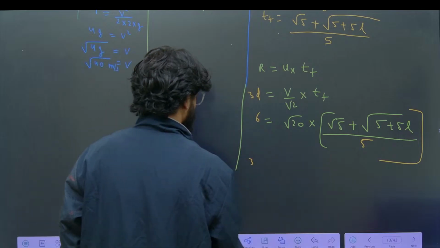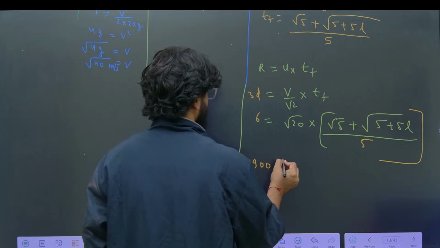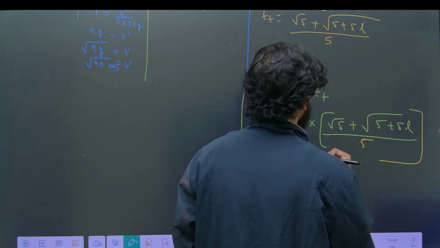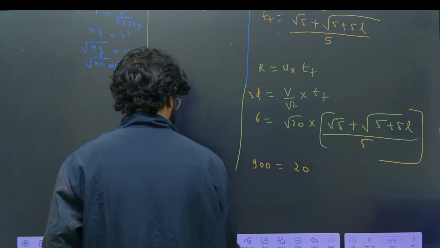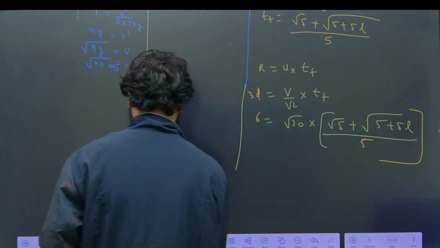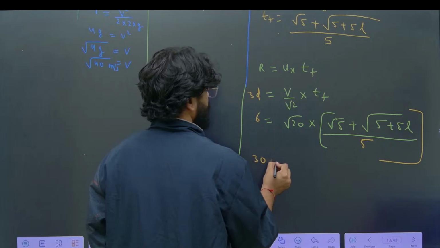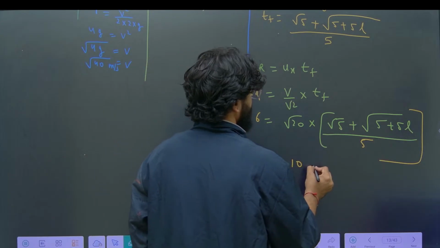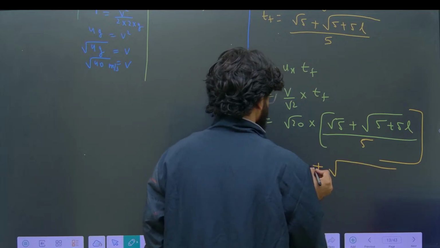So square it, it will become 900, which is 20 into square of this. Are you kidding me? Bhai sahab. Okay. Root 20, so that at least it will become 10 plus 20 when it will go over here.